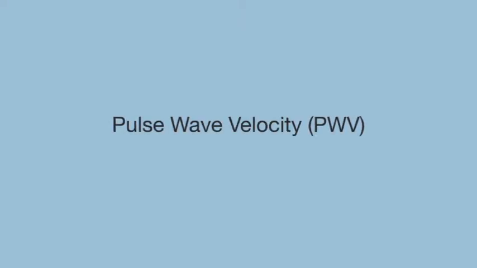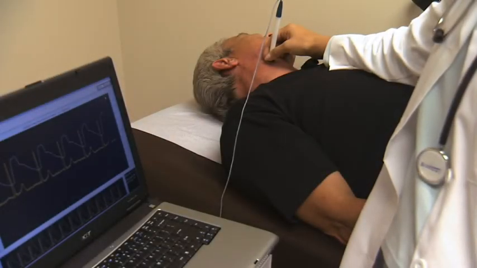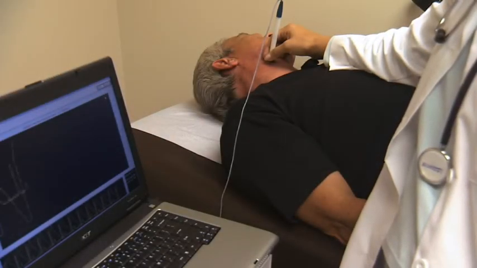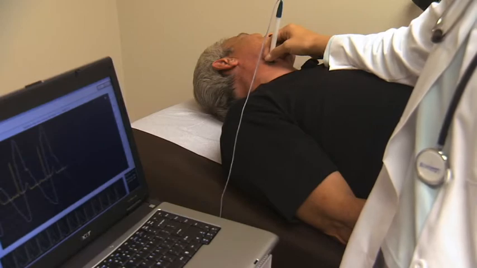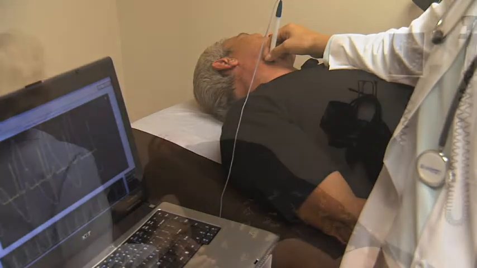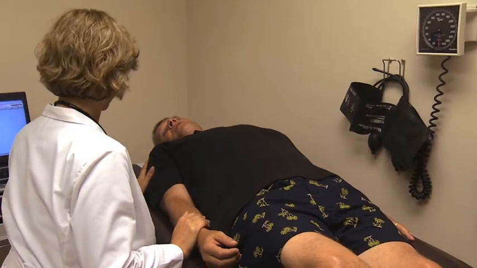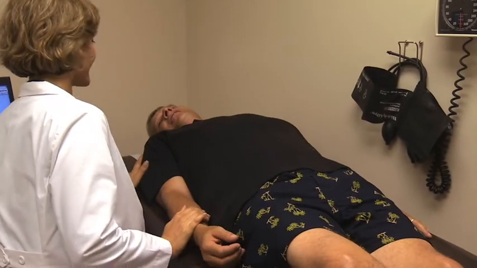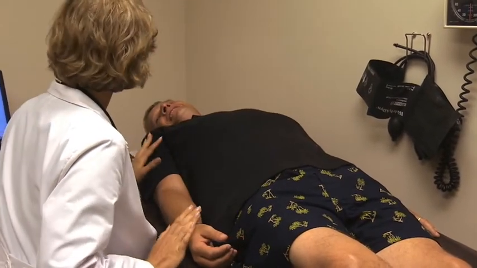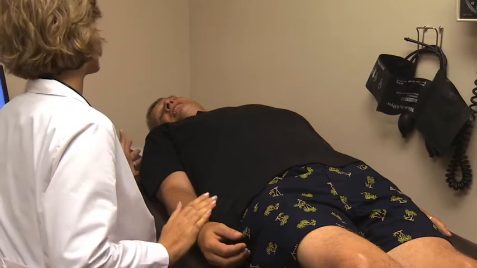In most cases, pulse wave velocity studies are performed to assess the stiffness of the aorta, measuring the speed of the pulse wave between the heart and the carotid and femoral arteries. Before beginning pulse wave velocity assessment, place the patient in a supine position and allow 5 minutes of rest.